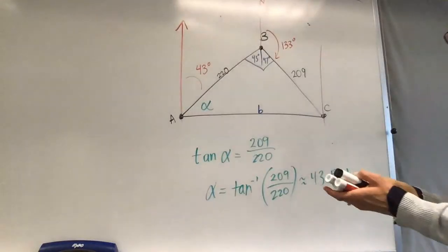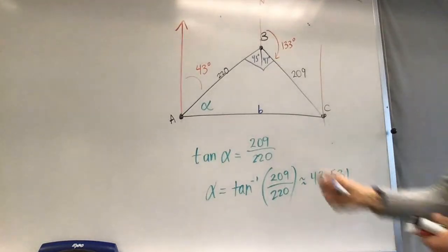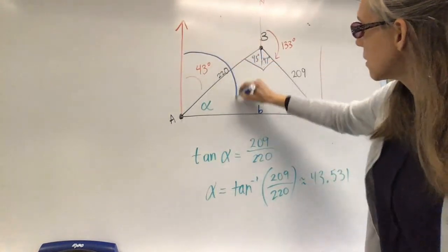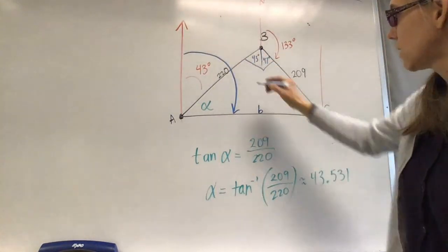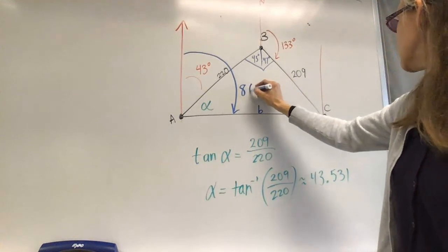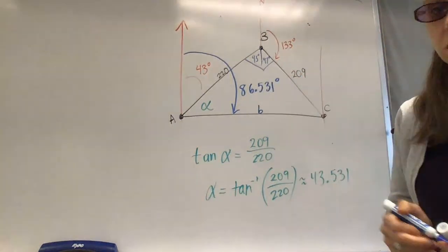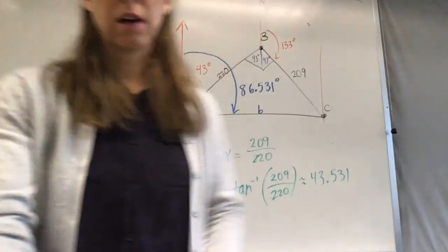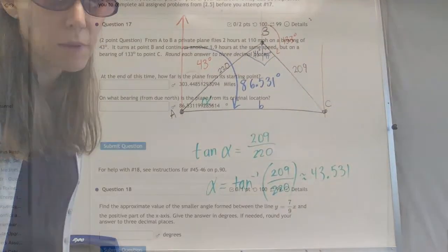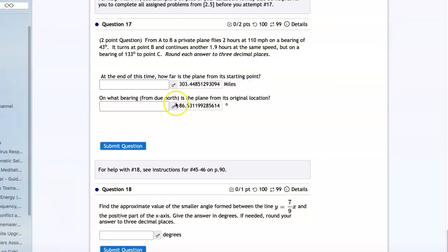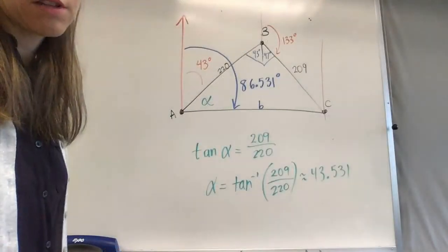That's 43.531, which means that this entire angle going from the north down to this line right here is 86.531 degrees. That would be the bearing. 86.531 degrees. And if we flip back over here to my open math, it matches this number right here. So while I did get some sort of error when I was doing it here, the technique and the procedure I was showing you was absolutely correct.